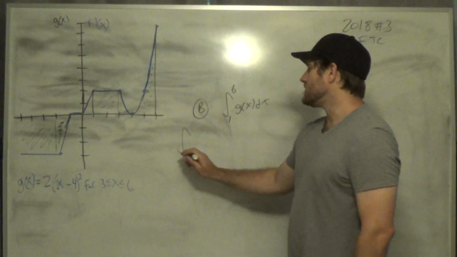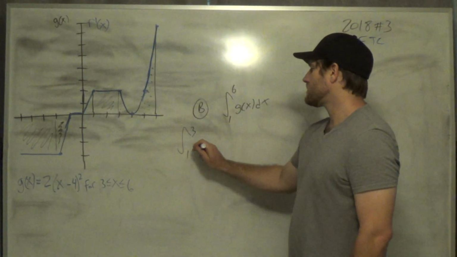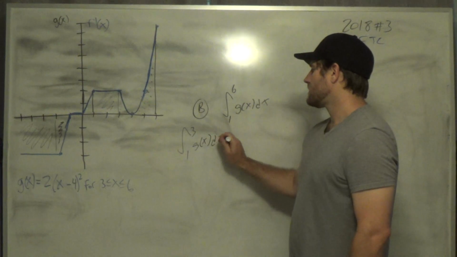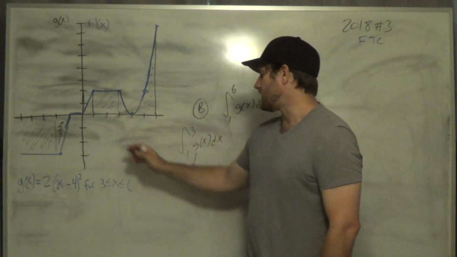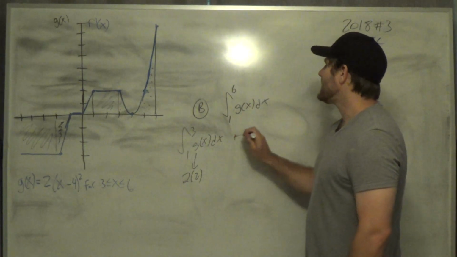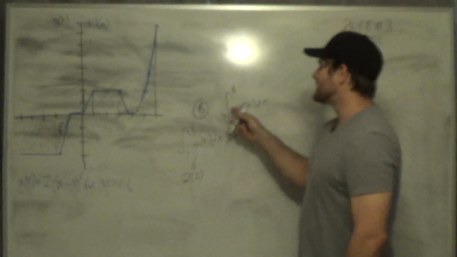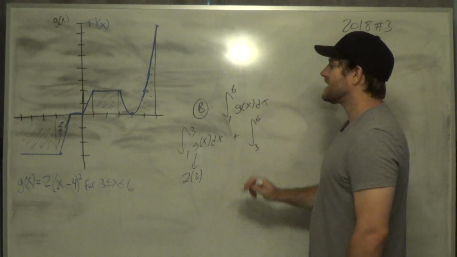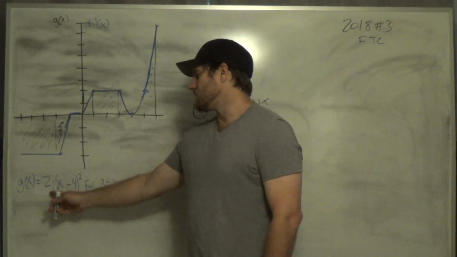I'm going to break it up and do the area from 1 to 3, which of course is just 2 times 2, which is 4. You can simplify it if you want to. And then I need the area from 3 to 6. And from 3 to 6, I'm taking the area underneath this.